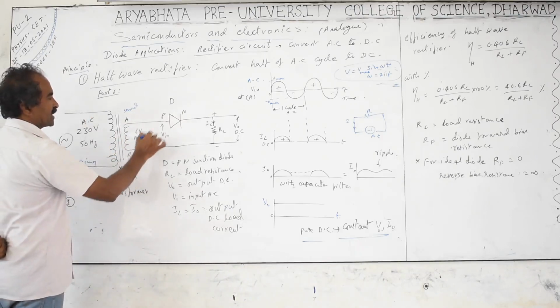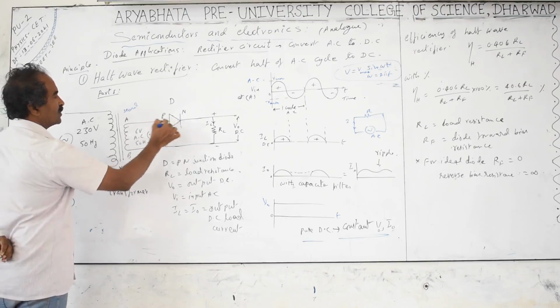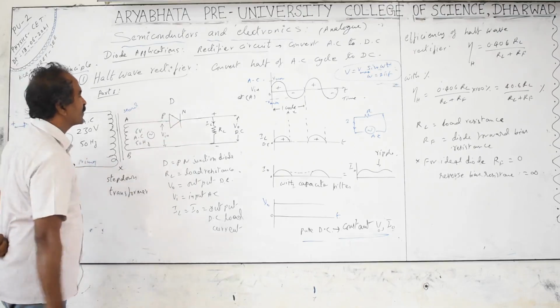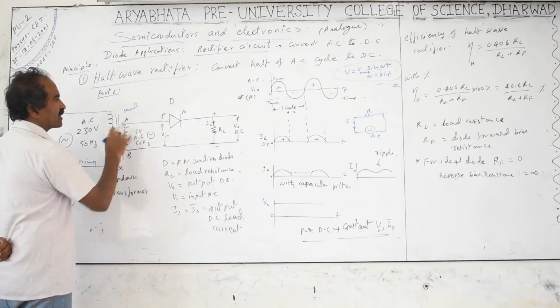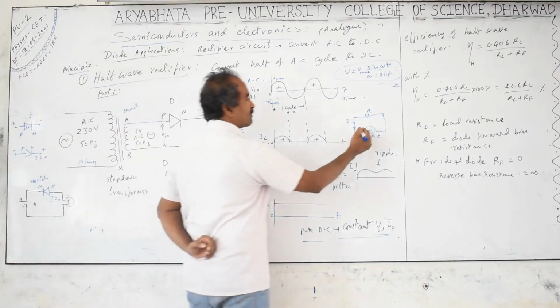This is also AC, and this AC input is passing through the diode. At the diode, in AC, the polarities will change between plus and minus alternately, as AC current is plus and minus.